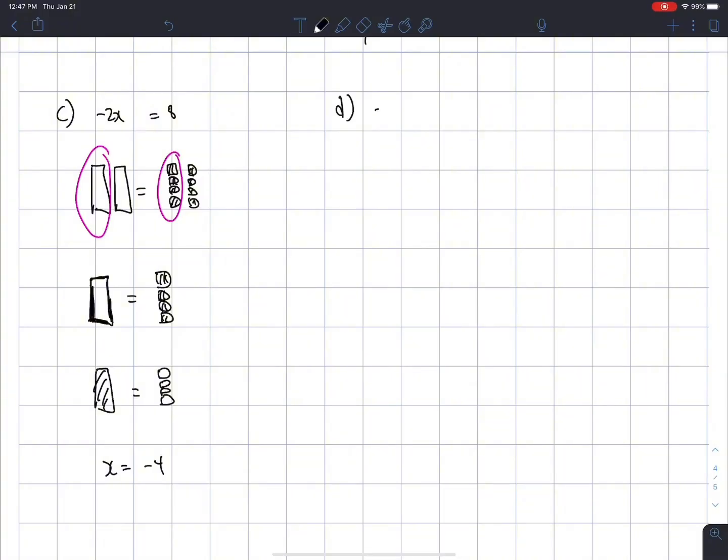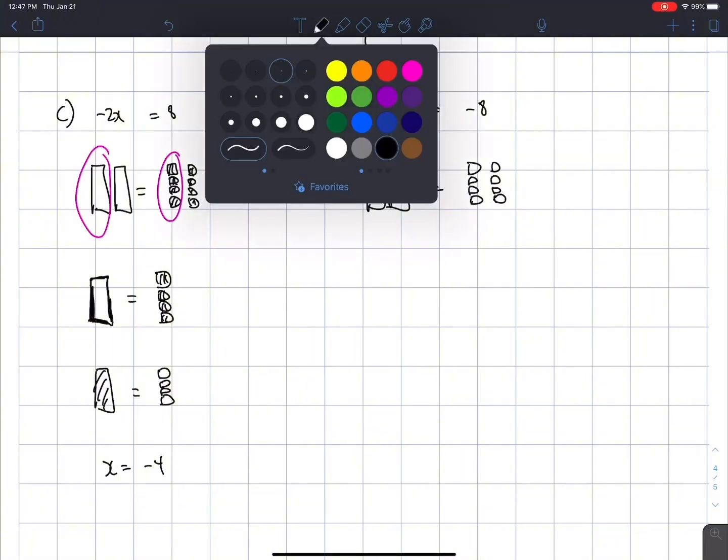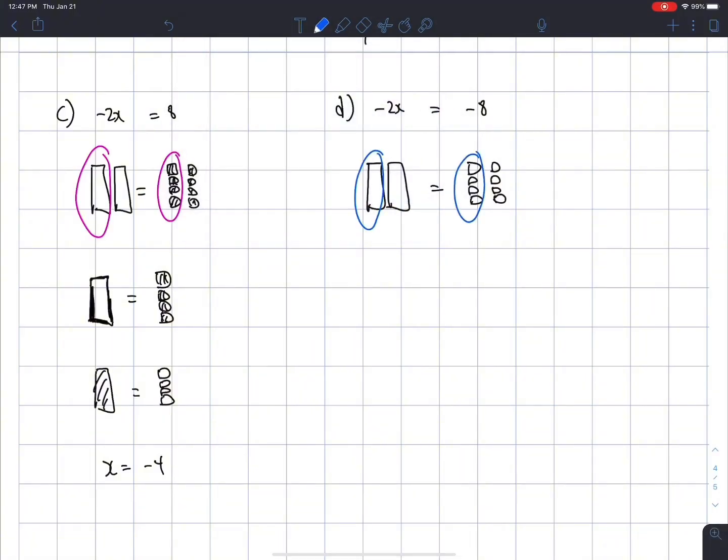And D, negative 2x equals negative 8. So negative 2x equals negative 8. So again, we can say that negative x equals negative 4. And then we can go from unshaded to shaded because we are looking for x. And same idea, on the other side, you also need to switch the color. So x equals 4.